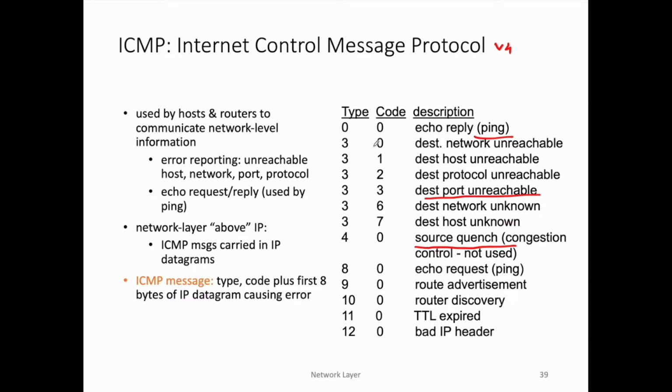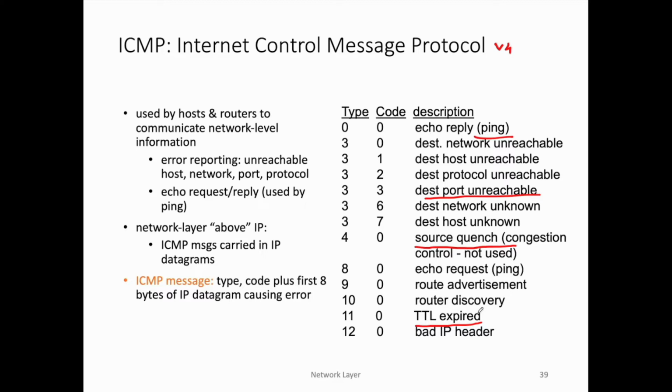So in an ICMP message, we have the type, we have the code, and then we have 8 bytes of the IP datagram causing the error, and the description that tells us what sort of error this is. And most importantly, if the TTL value is 0, we will get a message where the type is 11 and the code is 0. That tells us that our TTL has expired.